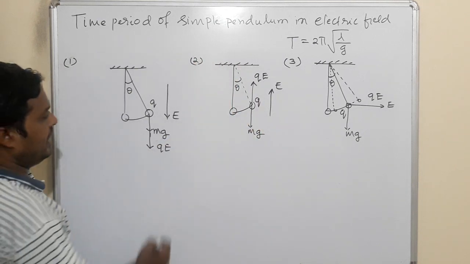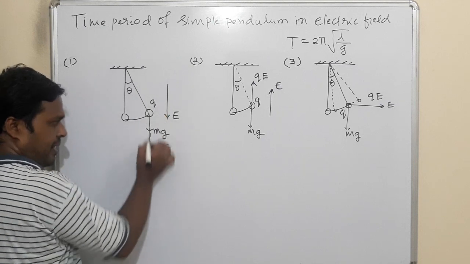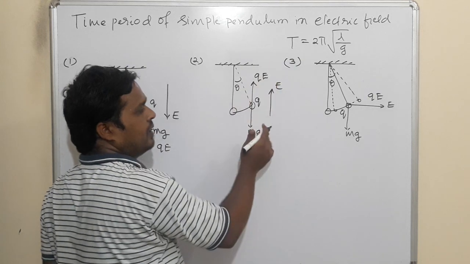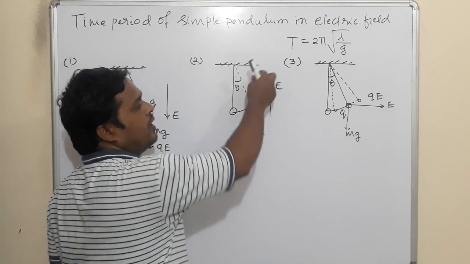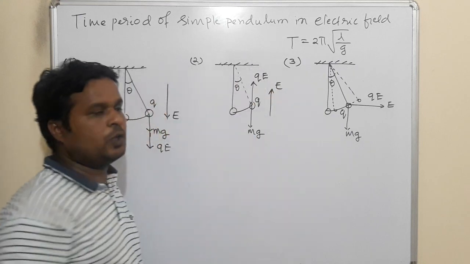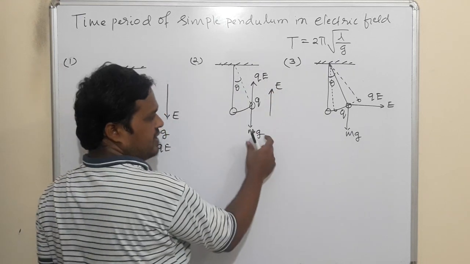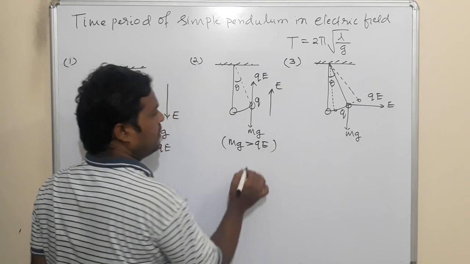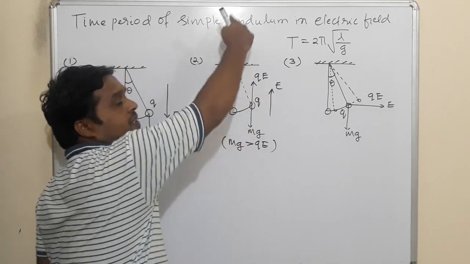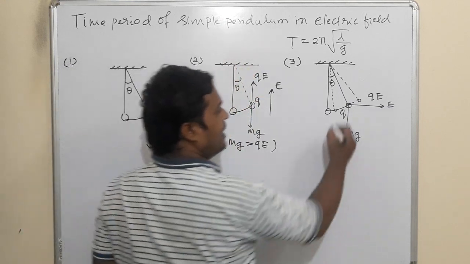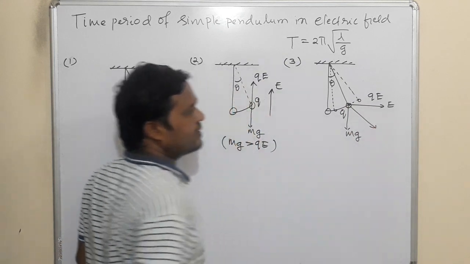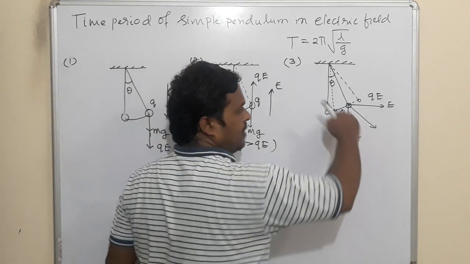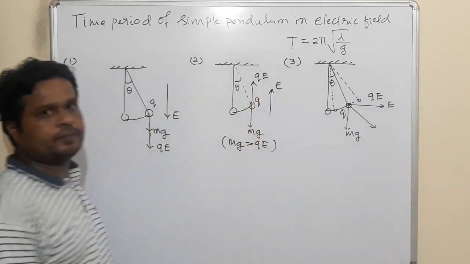That means in this case net force will be acting in downward direction. In this case this is mg, this is QE. Then net force will be acting in any one direction depending on the relative magnitudes of mg and QE. Let us suppose mg is greater than QE. If mg is greater than QE, then resultant force will be mg minus QE. And in this case resultant force will be acting in this direction because these two forces are perpendicular to each other. See, this is mg, this is QE, resultant force is this.